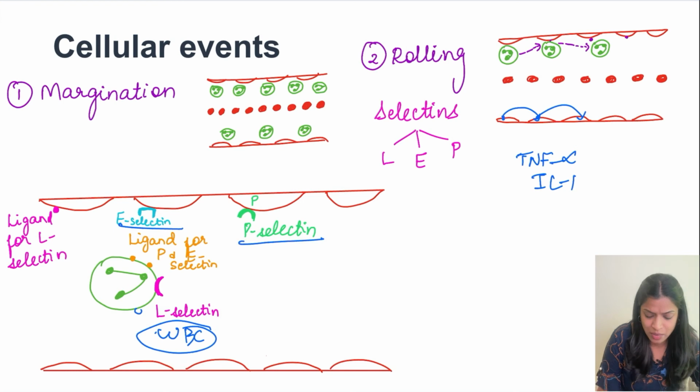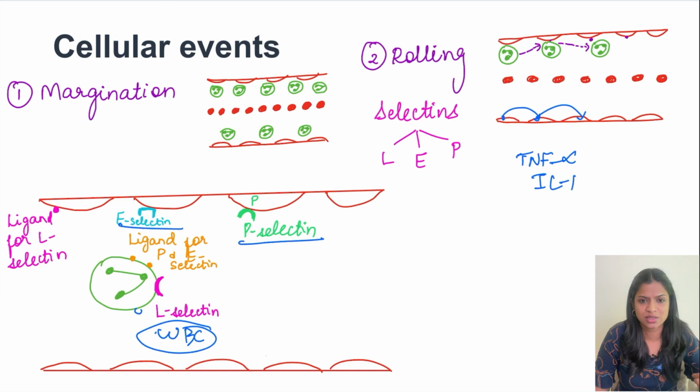on the endothelium. Simultaneously, the ligands, that is, some material has to attach to these receptors, right? So the ligands will be correspondingly expressed. That is, L-selectin is present on the WBCs, so obviously the ligand for L-selectin will be expressed by the endothelium, while E-selectin and P-selectin are being expressed by the endothelium, so the ligands for P and E-selectin will be expressed by the WBCs. So this kind of attachment is going to happen between the WBCs and the endothelium. Like I mentioned, it is a very low affinity attachment. So that is why the WBCs keep on rolling over the endothelium.